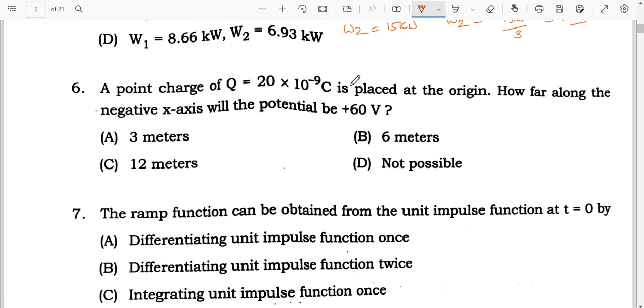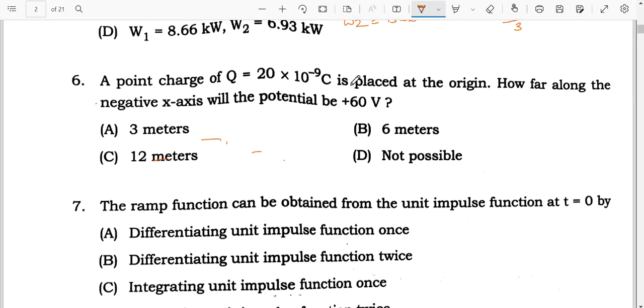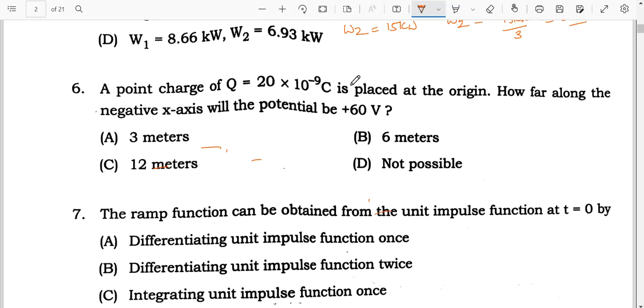Now the next question is from EMF, electromagnetic fields. A point charge of Q equal to 20 into 10 power minus 9 is placed at the origin. How far along the negative axis will the potential be 60 volts? So the point charge is Q, and there will be some distance x here, where we have 60 volts. The formula I'm going to use is V equal to Q divided by 4 pi epsilon naught into R.